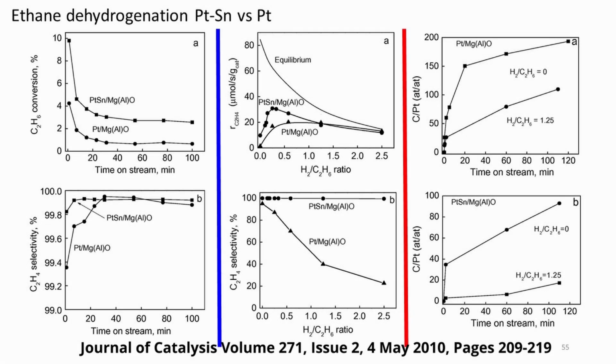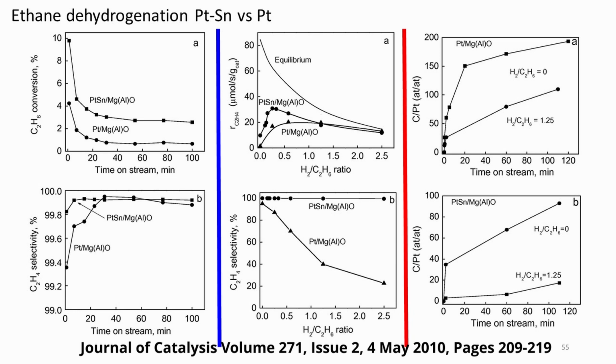Let's compare ethane dehydrogenation of platinum and platinum-tin catalyst. The figure on the left side shows the conversion of ethane to ethylene and the selectivity of ethylene for platinum and platinum-tin catalyst supported on magnesium alumina support as a function of time.